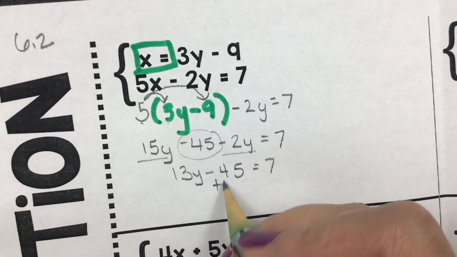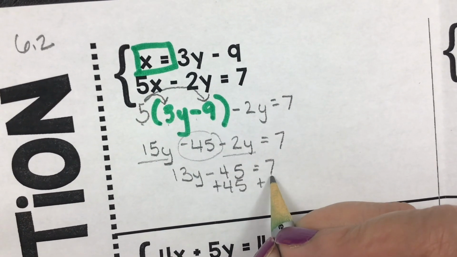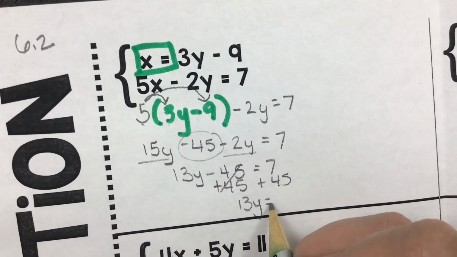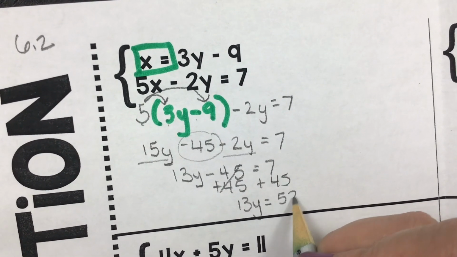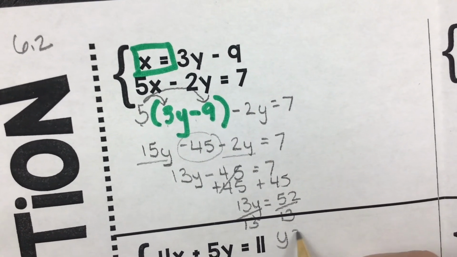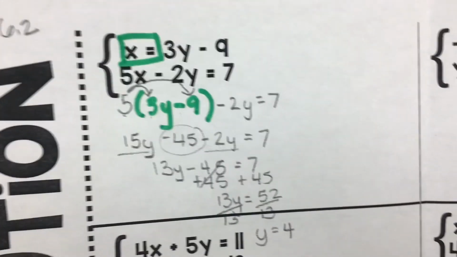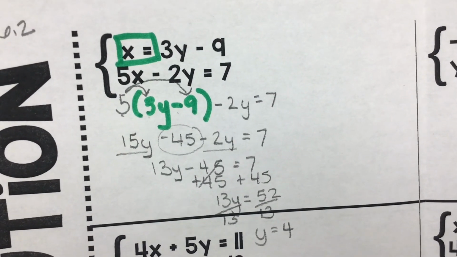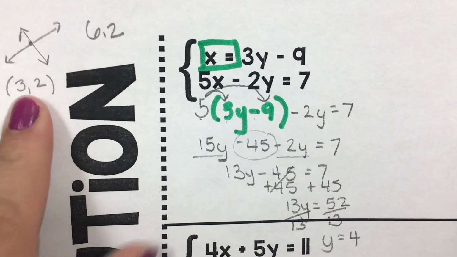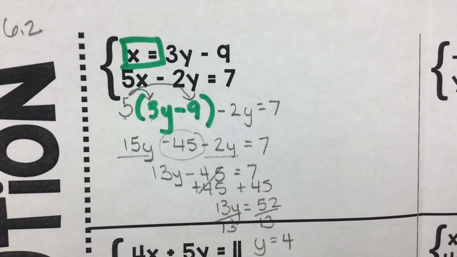Now we're going to add 45 to both sides. 13y is equal to 52. Now we're going to divide by 13. y is equal to 4. So from here, remember, we still need that x coordinate to give us that ordered pair. So we've got to solve for x.